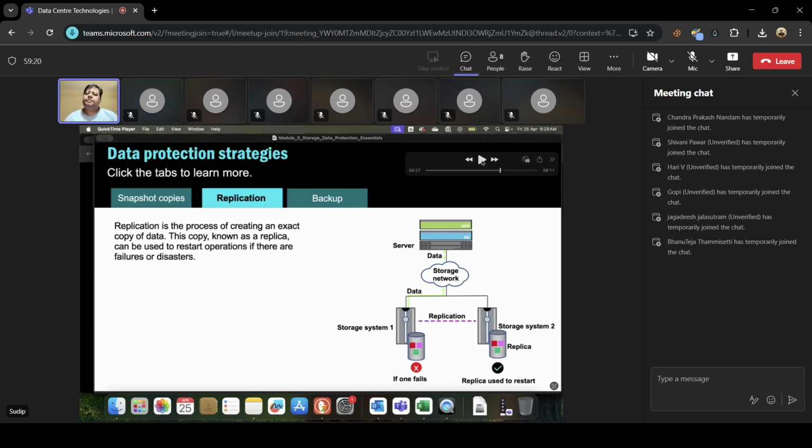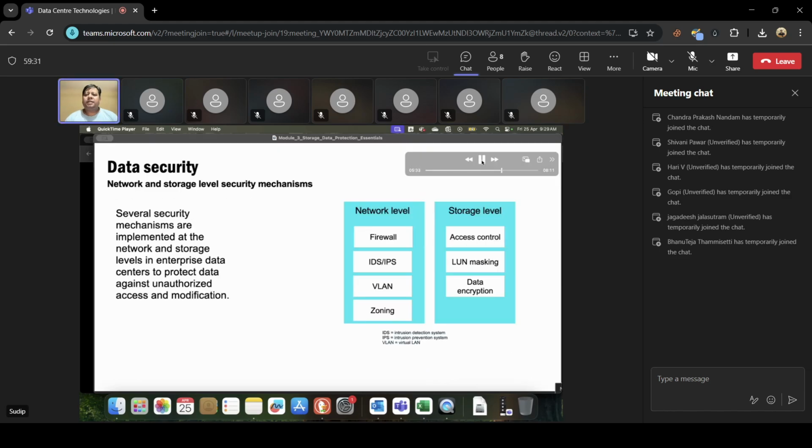Any questions on what is replication? Both backup and replication are like twins, but have different purposes, and have their own advantages and disadvantages. Any questions?